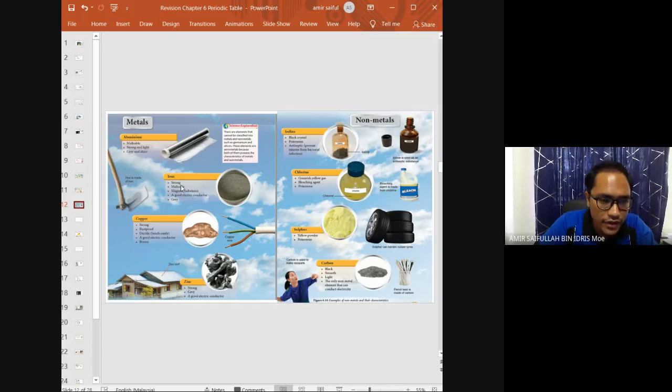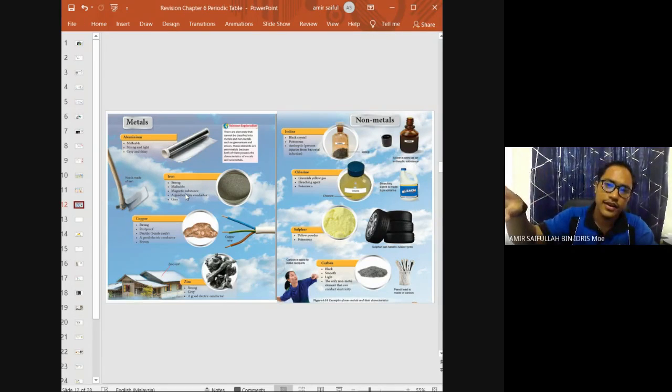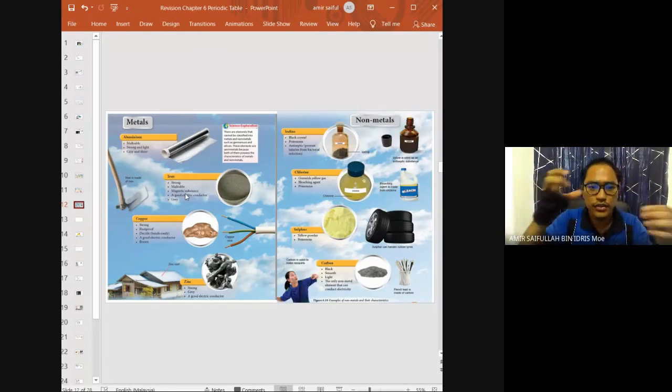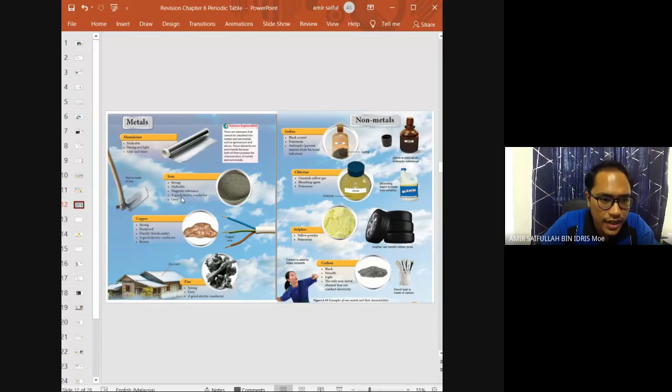For iron, they are very strong because they have very high density, very, very strong. They are also malleable. They have magnetic substance. Iron, they have magnetic substance, meaning they can be attracted to a magnet. When you got magnet, you can actually pull the iron together. Because they are mostly attracted to magnet, and then they are very good electric conductor, and they are gray, and sometimes they are also shining.